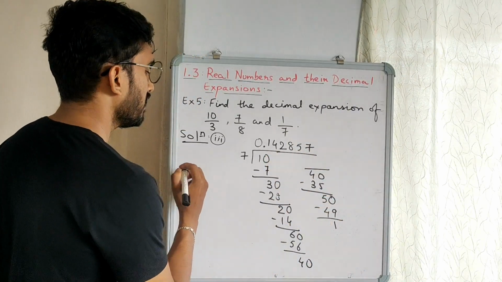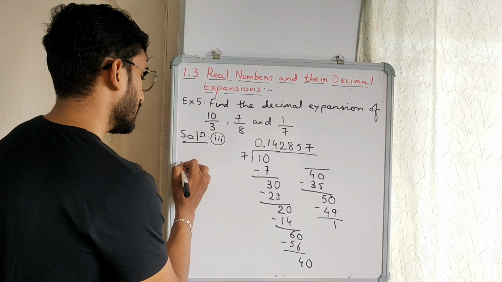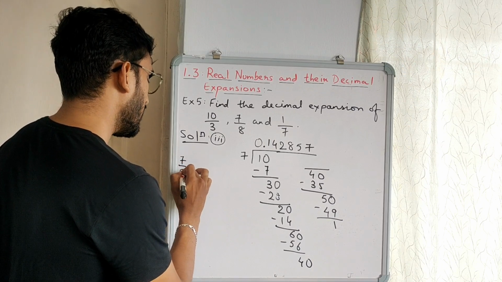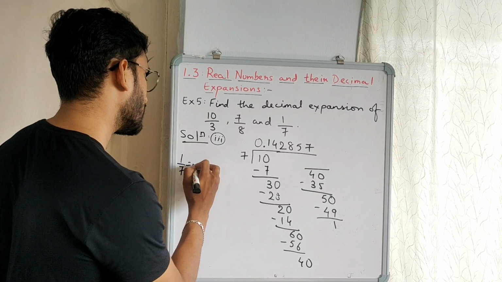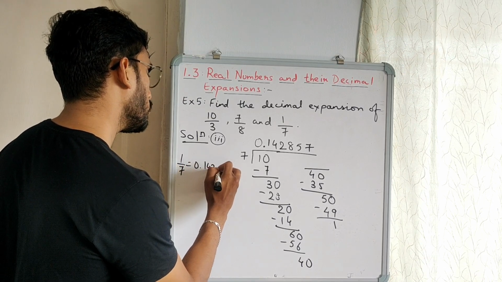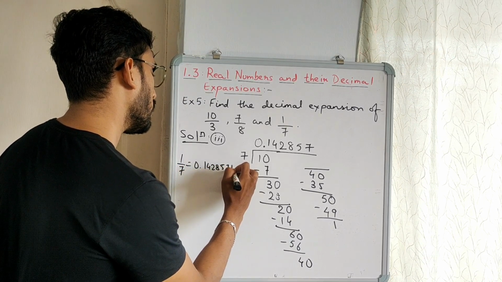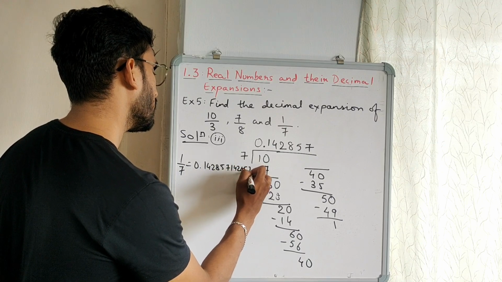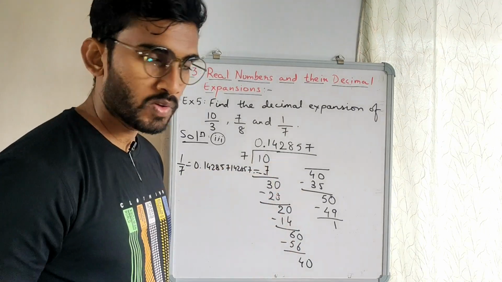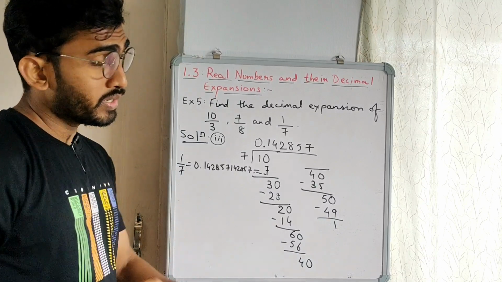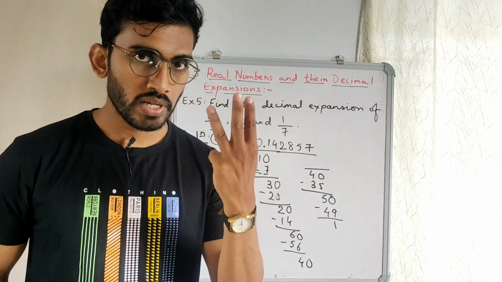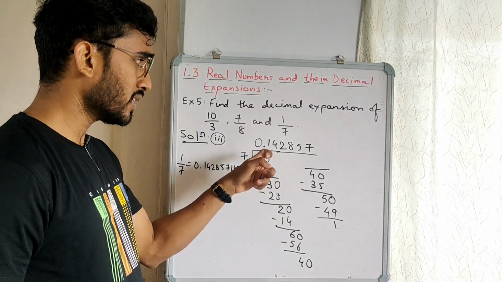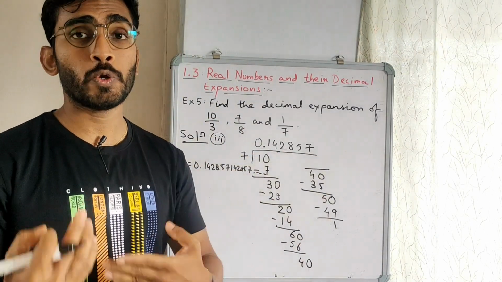So as a result we will write the decimal form for 1 by 7, sorry, not 7 by 8, it is for 1 by 7, as 0.142857, 142857, and so on, dot dot dot, forever. So in the first case it was only one digit which was recurring, which was 3, but in this case it is a block of 6 digits which is going to recur.